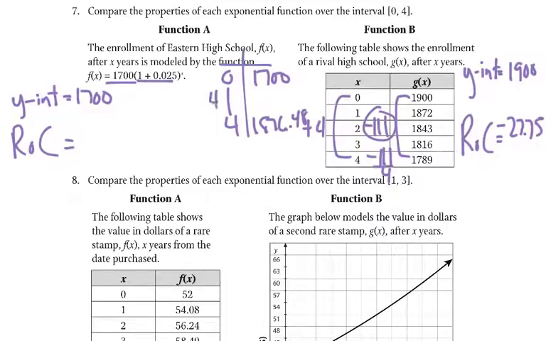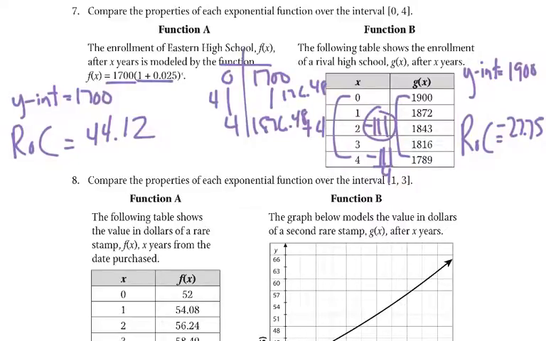So we've got the 4 here again, but the difference here is 176.48. So 176.48 divided by 4 will give us a rate of change of 44.12. So they're basically adding 44 students, their rate of change, because they're growing, whereas the other high school is falling, at the negative.